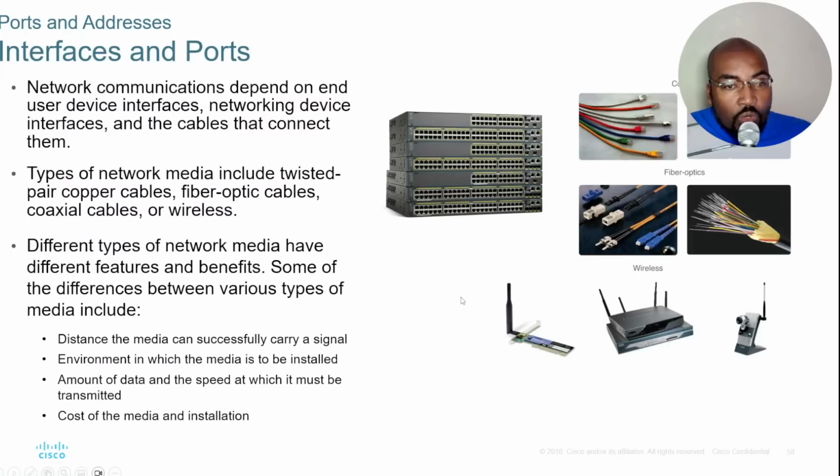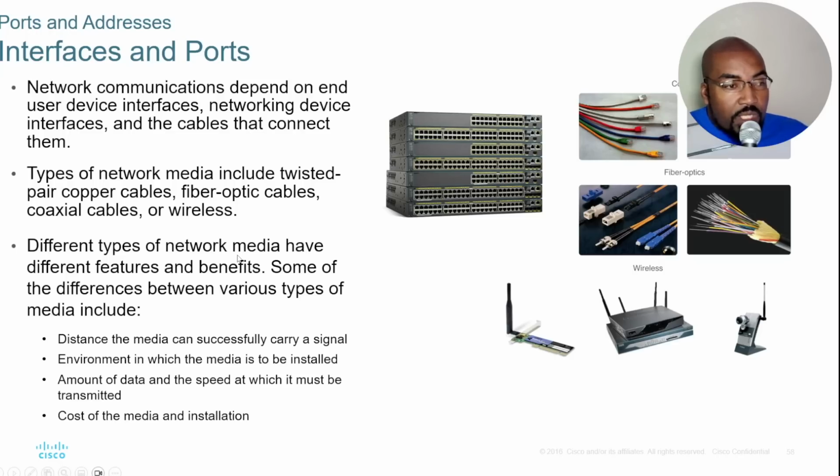Now, in order for that data to move through the intermediary devices, it needs to have cables. It's got to be some form of media, whether it be cables, wireless, or going through satellite. It needs to be able to move. Network communication depends on end-user device interfaces, network device interfaces, and the cables that connect them. Types of network media include twisted pair cables, fiber optic cables, coaxial cables, and wireless. This is how we move that data. These are the roads that those trucks are on.